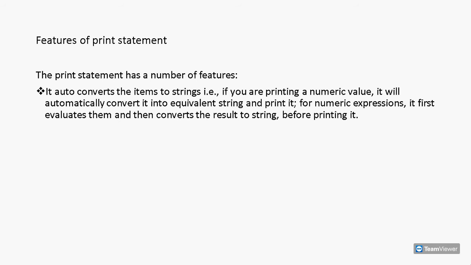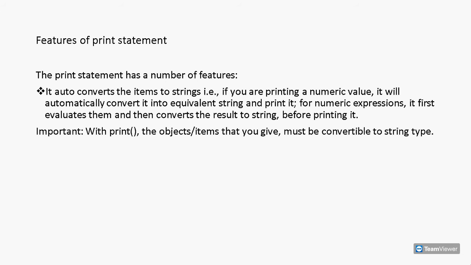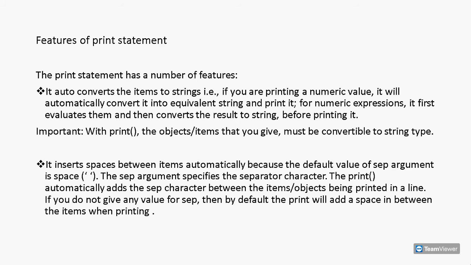Features of print statement. The print statement has a number of features. It auto-converts the items to strings. That is, if you are printing a numeric value, it will automatically convert it into equivalent string and print it. For numeric expressions, it first evaluates them and then converts the result to string before printing it. Important: with print function, the objects or items that you give must be convertible to string type. It inserts spaces between items automatically because the default value of sep argument is space.